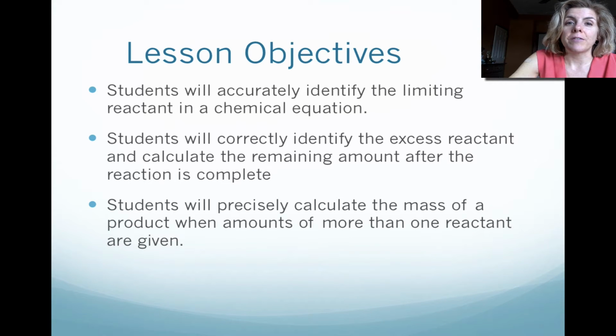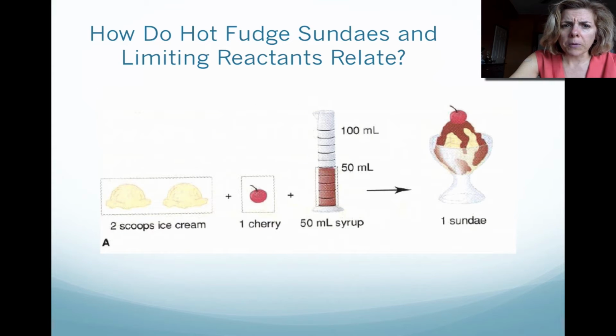This is Chapter 11, Part 3 of Stoichiometry. So in this video, we're going to learn how to identify a limiting reactant, and then we're going to correctly identify the excess reactant and find out how much is left over after the reaction. And then lastly, we're going to calculate the mass of a product when you have two different amounts given for individual reactants.